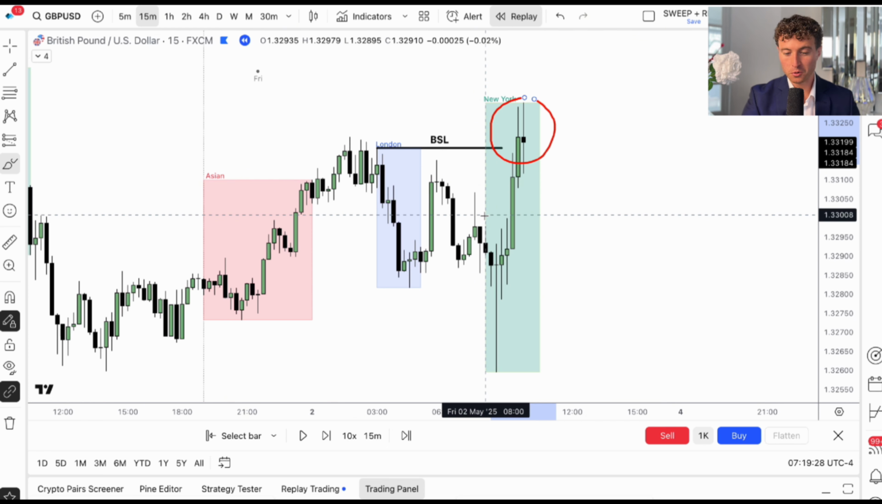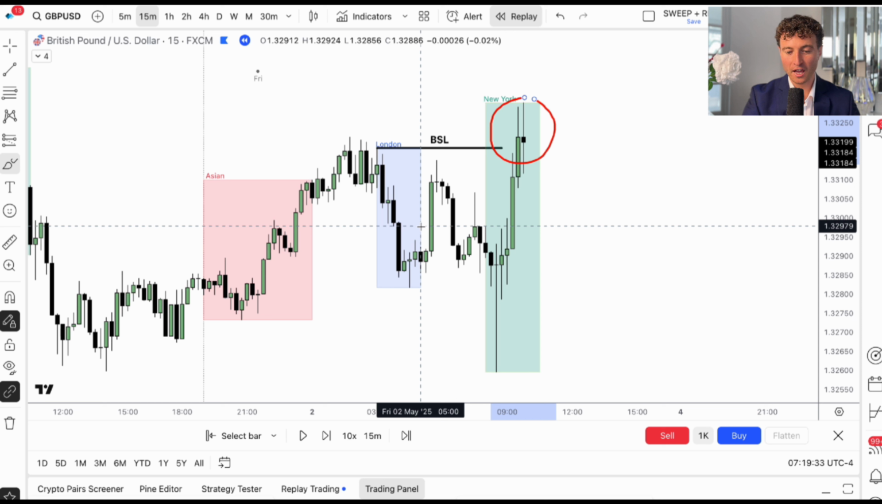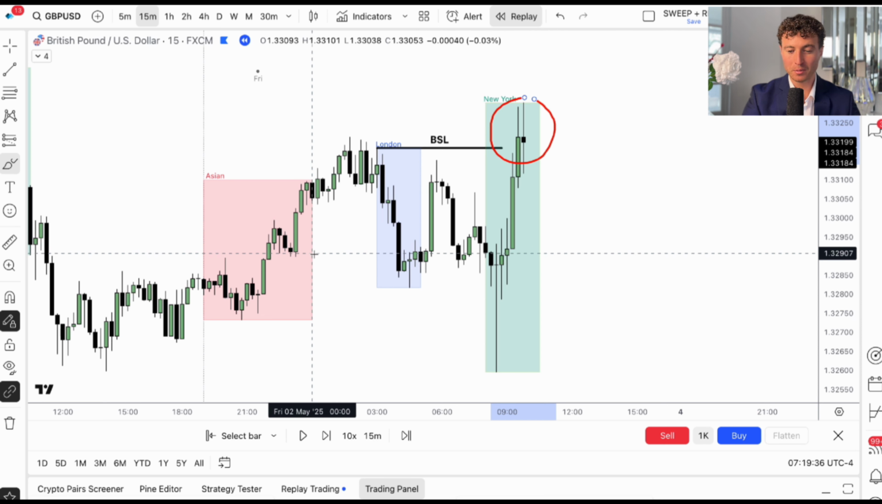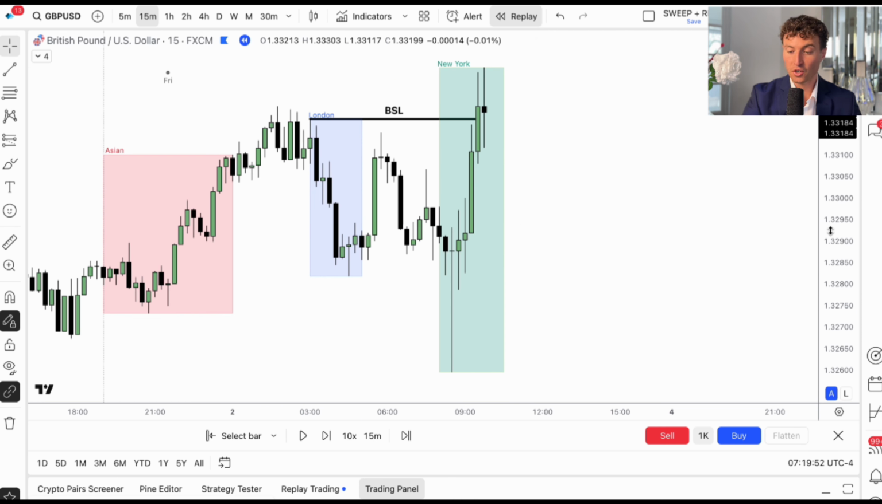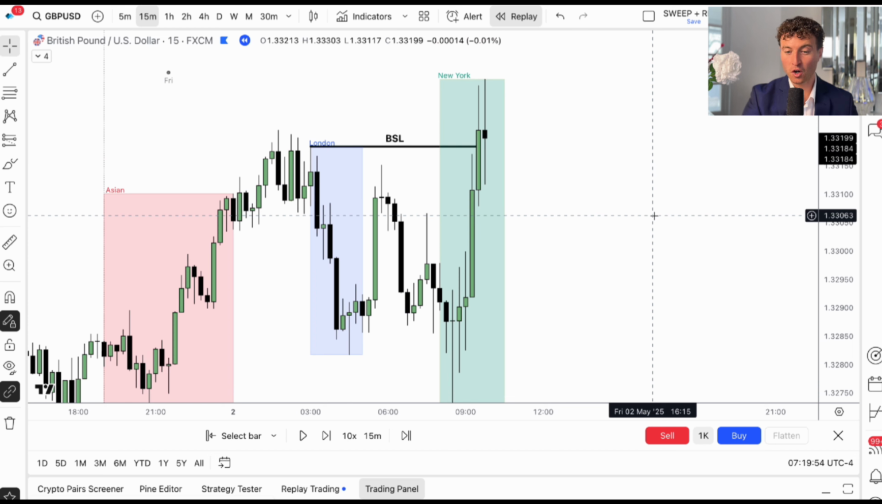So for anyone wondering, New York is between 8 a.m. and 10:30 a.m. Eastern. London is between 3 a.m. and 5 a.m. Asia is 7 p.m. until 12 o'clock midnight. So now we're waiting for step 3, which is our confirmation.